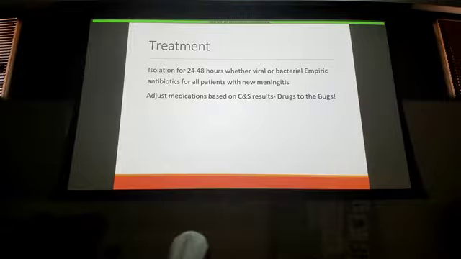All right, some more treatment considerations. Isolation for 24 to 48 hours. Whether it's viral or bacterial, you want to take that person and isolate them. And to be fair, nobody with meningitis or encephalitis is mad to be isolated. You stick them in a dark, quiet room, and they're happy to be there.